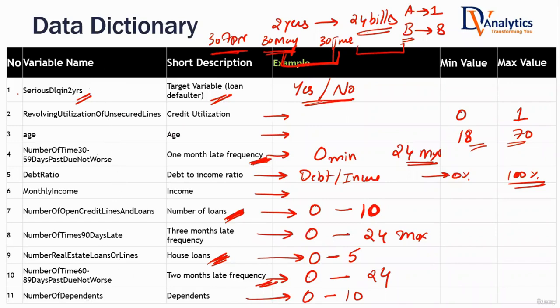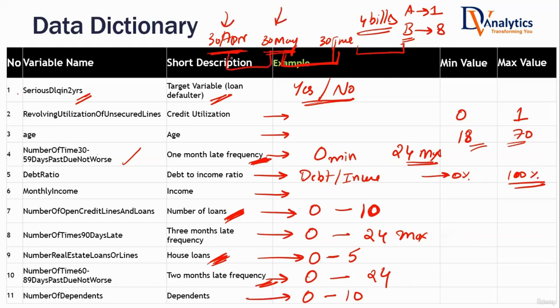Sir, hello, sir. Yeah, go ahead, Nipun. Sir, can you explain that 8th one, sir? Number of times 90 days late. Have you understood the 4th one? Yes, sir. Tell me, what is that? How many times a particular customer paid 1 month late? Okay. 1 month. That means your bill got generated on 30th April. You have to pay by 30th April, but by when have you paid?